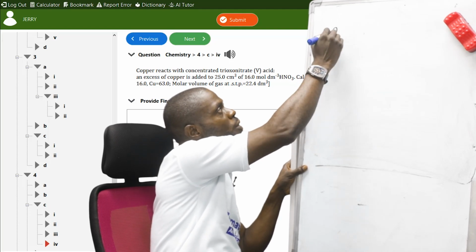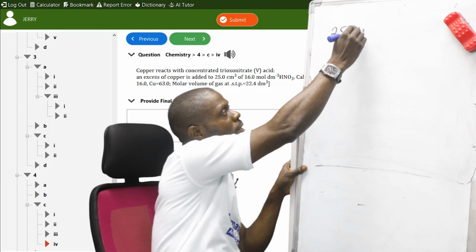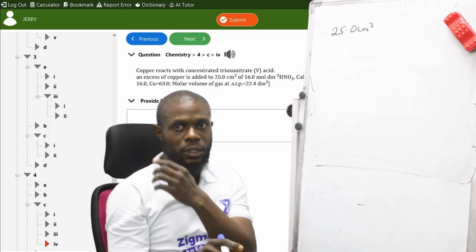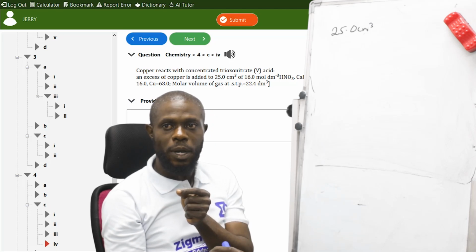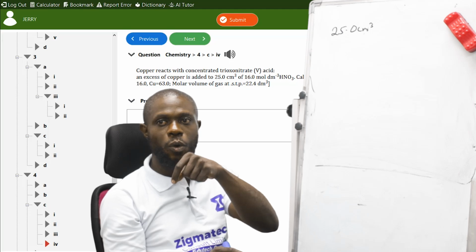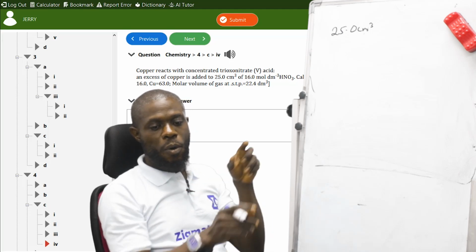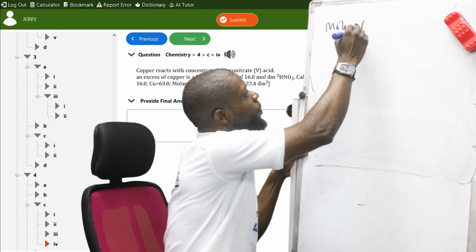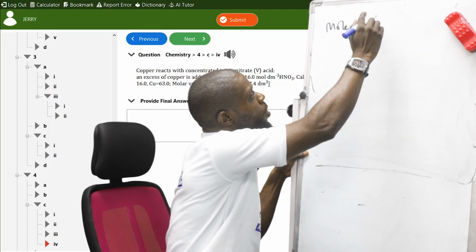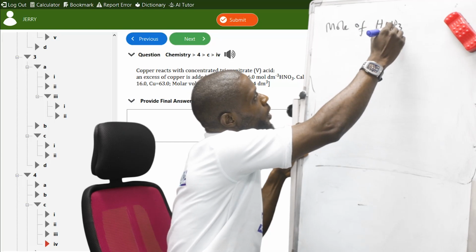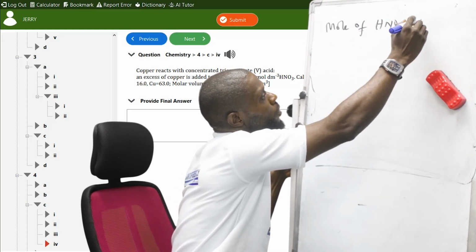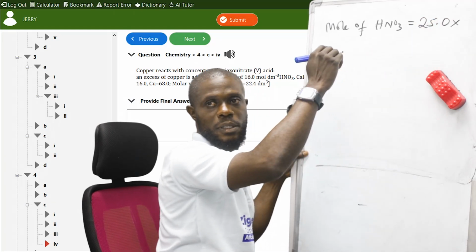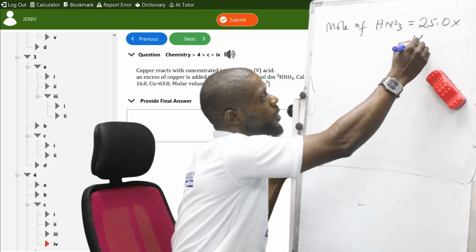25.0, sorry. 25.0 centimeter cube. Okay, excess copper is added to 25.0 centimeter cube of 16.0 mole of this. So, mole of acid, so the mole of acid or the mole of HNO3 is equals to 25.0 times 16.0.